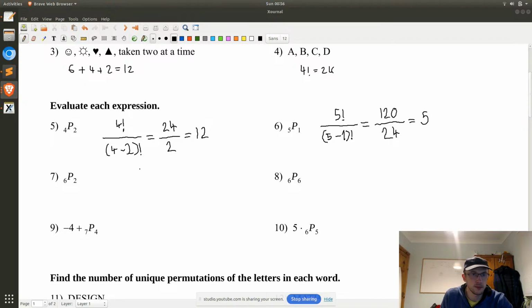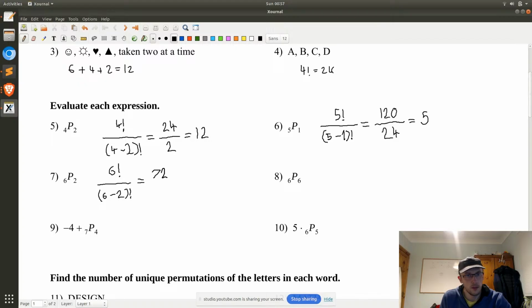Next. Six factorial over 6 take 2 factorial. And 720 over 24, which is 6 times 5.